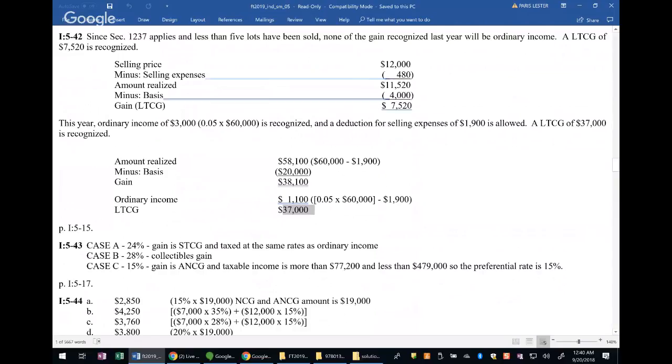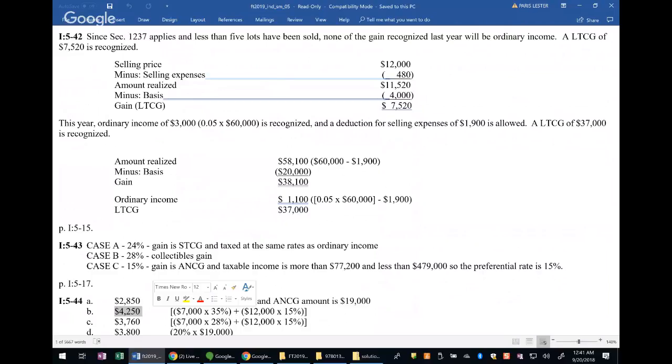She's in a 35% bracket. She should pay 35% on the 7,000, and then on the other gain, she should pay 15%. So she held this property for only 8 months. She should have held it for 4 more months and a day, shouldn't she? If she'd held it that long, it would have been long-term at 15%.